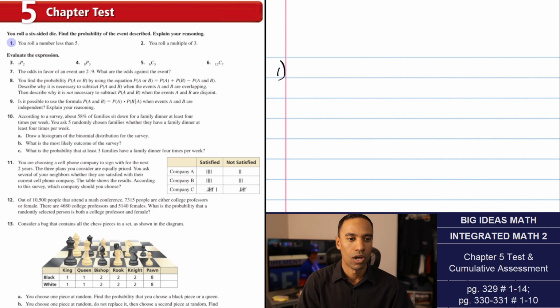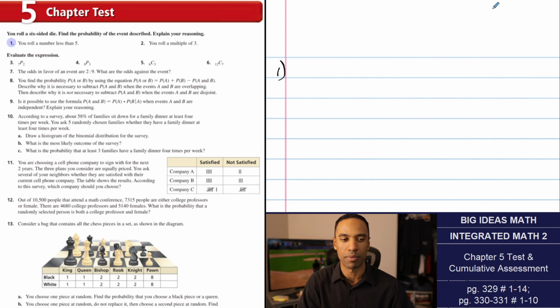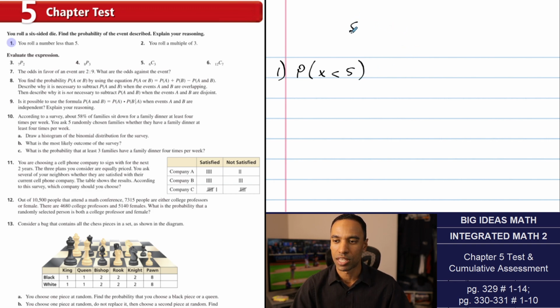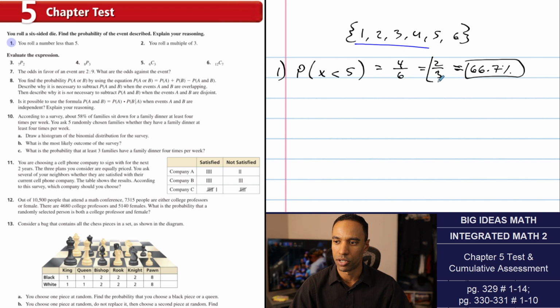Numbers 1 and 2: you roll a 6-sided die, find the probability of the event described, and explain your reasoning. The probability of rolling a number less than 5 on a die: you have 6 numbers to choose from, 1, 2, 3, 4, 5, 6, and the numbers that are less than 5 are 1 through 4, and there are 4 out of 6 that are possible there, which is 2/3. If you use a percentage version, that's approximately 66.7%. So 2/3 or 66.7%. My reasoning is these are the 4 in the subset that are less than 5.